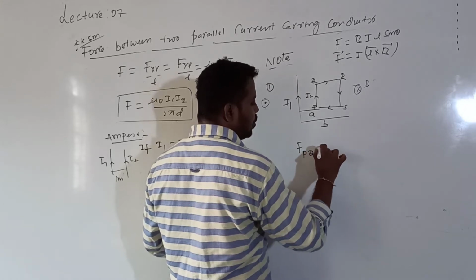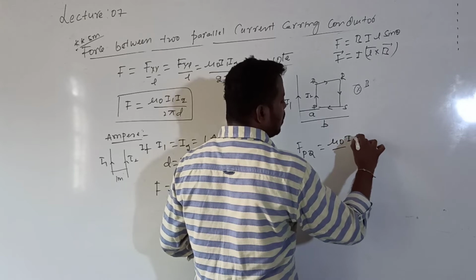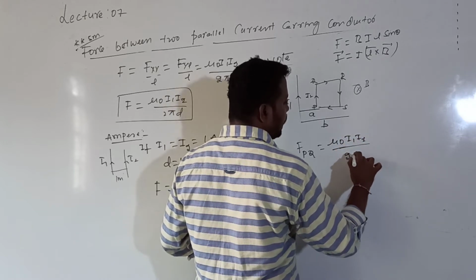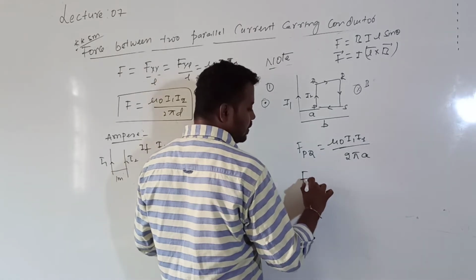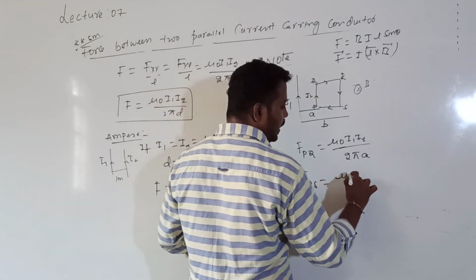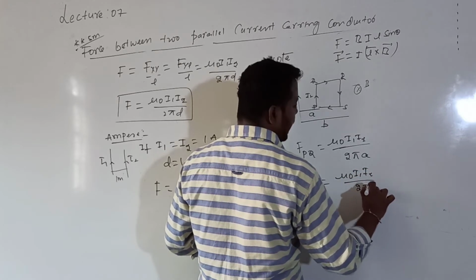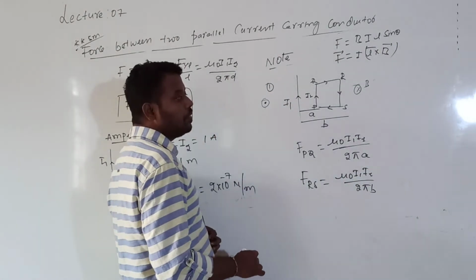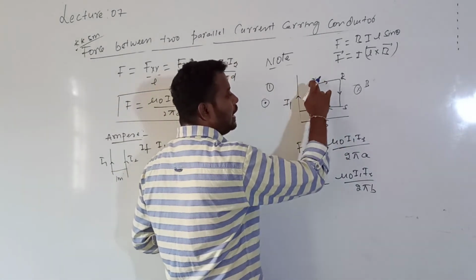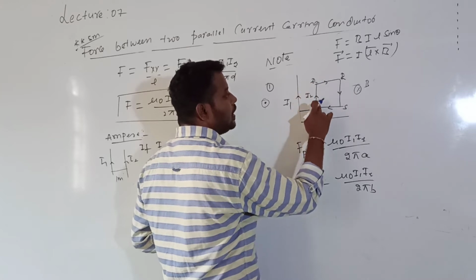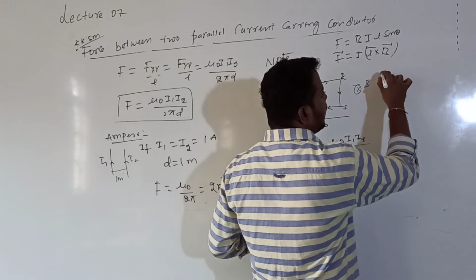Force will be acting only on PQ and RS. The force acting on PQ is given by mu naught into I1 into I2 divided by 2 pi A. And similarly, the force acting on RS will be equal to mu naught into I1 into I2 divided by 2 pi into B. But here the current is upward and here the current is downwards. Because of the same direction of current, it will attract PQ and repel RS.